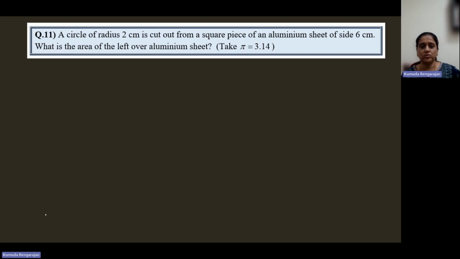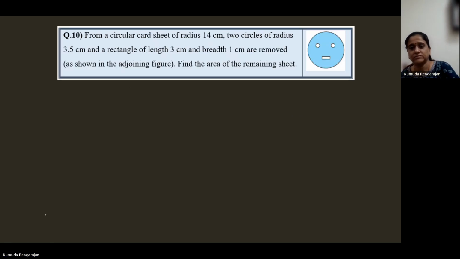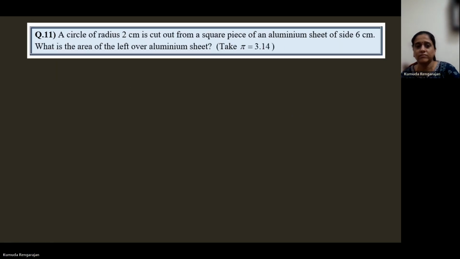I'm not working this out, you can do it yourself. Correct? What will you find? Area of square, side into side. Then area of circle, pi r square. Then subtract. That is the area of the remaining aluminum sheet.